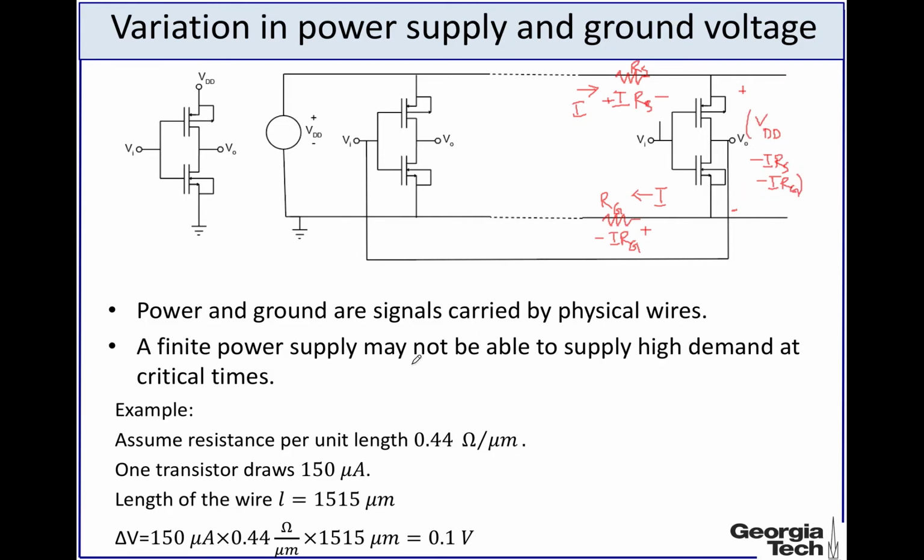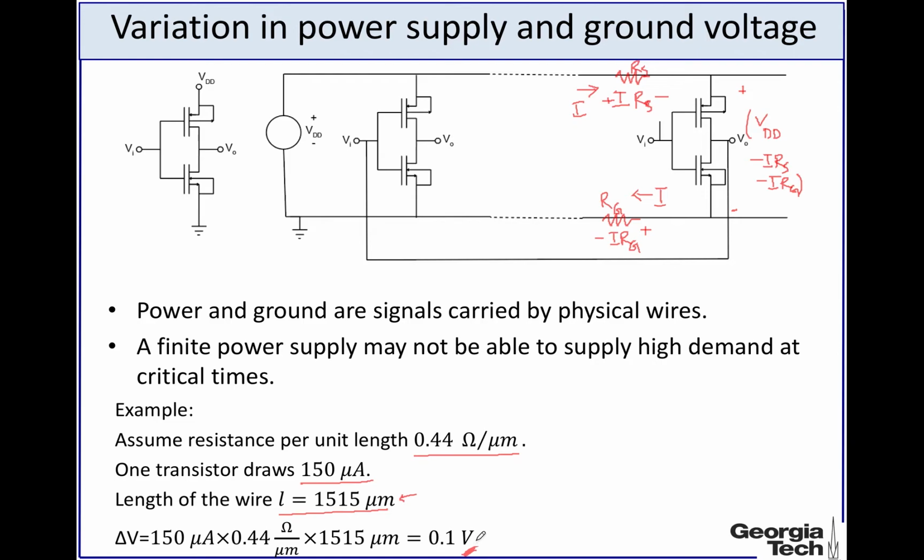So let's do a quick calculation. Let's say the resistance per unit length is 0.44 ohm per micron. And let's say this inverter draws a current of 150 microamps and the length of the wire is around 1500 microns. 1500 micron is kind of long, but for the sake of it, let's say that it's this much. Then the voltage drop that will occur in this wire alone will be current multiplied with resistance per unit length multiplied with the length, and it will come out to be around 0.1 volts.